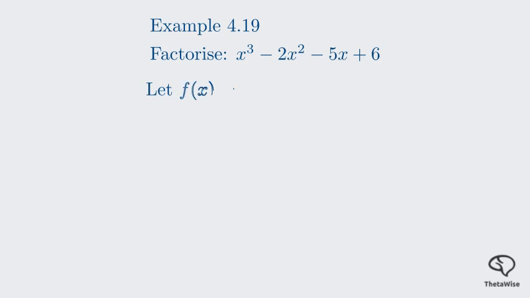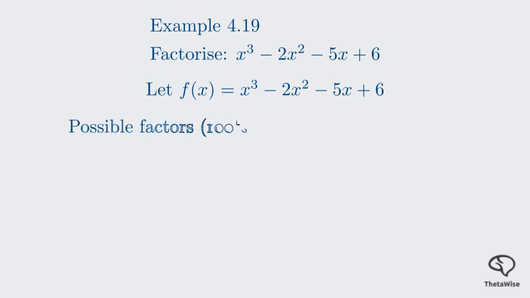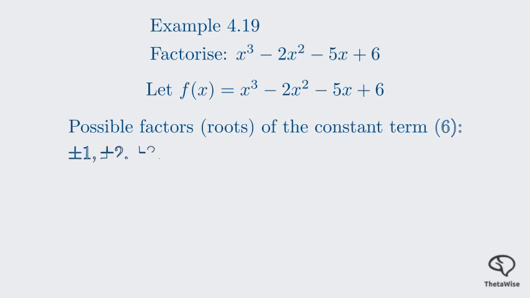The question asks us to factorize the polynomial x cubed minus 2x squared minus 5x plus 6. The first step, according to our strategy, is to use the factor theorem. We need to find a value for x that makes the polynomial equal to 0. Let's call our polynomial f of x. The factor theorem tells us to try integer values that are factors of the constant term. In this case, our constant term is 6, so we can try plus or minus 1, 2, 3, or 6. These are our candidates for roots.